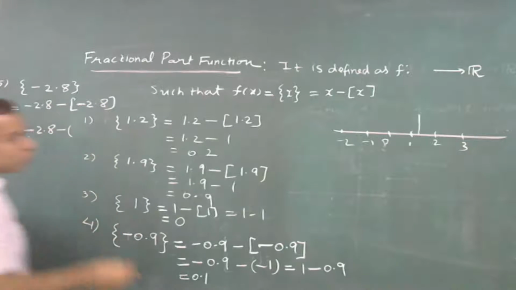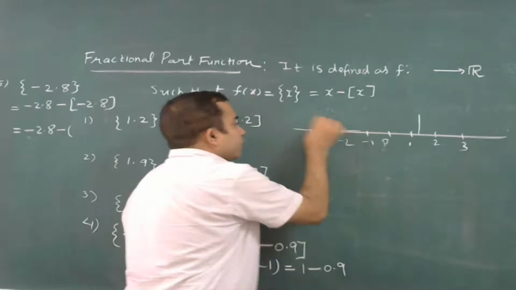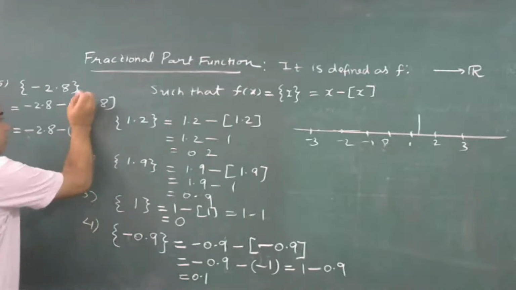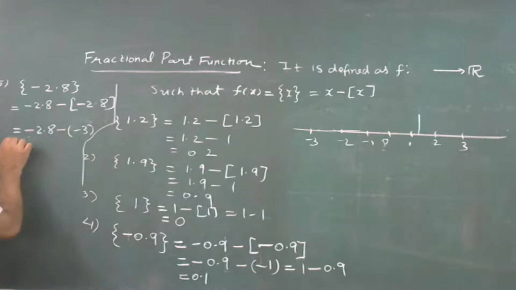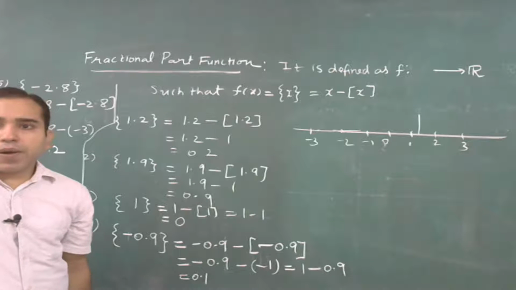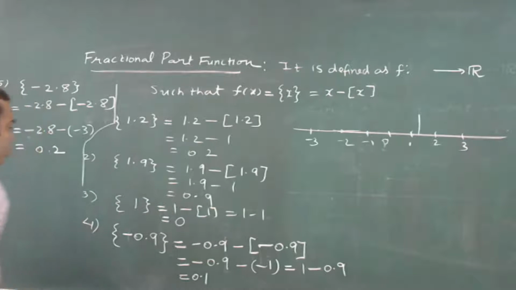and this -2.8, the greatest integer value is -3. -3, it will be -2.8 minus (-3), it will be 0.2, isn't it? 0.2, yes. So अगर वो नेगेटिव है तो 0.8 उठाया और 1 माइनस कर दिया, तो 0.2 हो गई उसकी वैल्यू. तो ये है फ्रैक्शनल पार्ट फंक्शन.